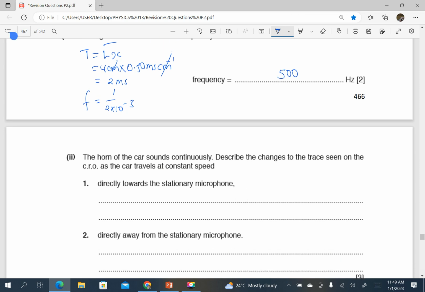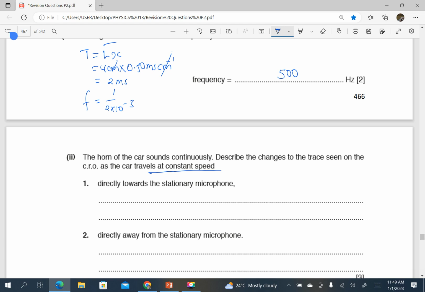The horn of the car sounds continuously. Describe the changes to the trace seen on the CRO as the car travels at a constant speed. So V is constant. Direct it towards the stationary microphone.